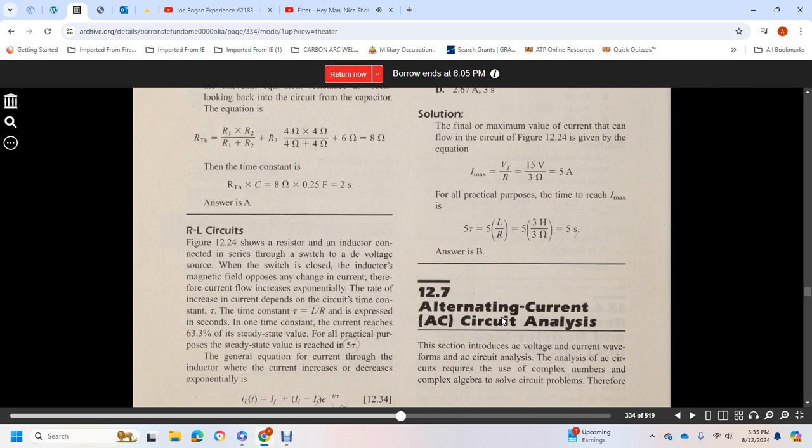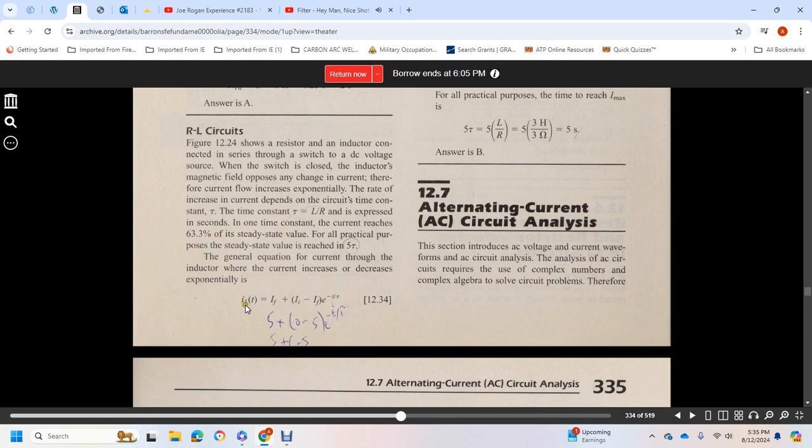One time constant is when the current reaches 63.2% of the steady state value. For all practical purposes, the steady state value is reached at 5 times the time constant. The general equation for the current through the inductor, for current increase or decrease, is exponential: i_L(t) equals I_final plus (I_initial minus I_final) times e to the negative t over the time constant.